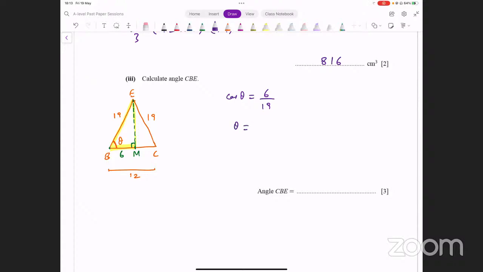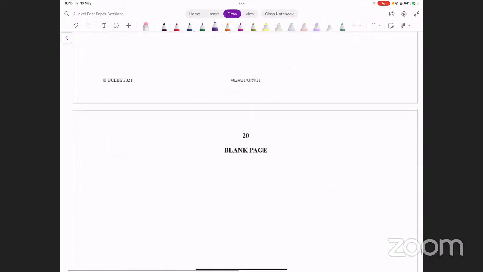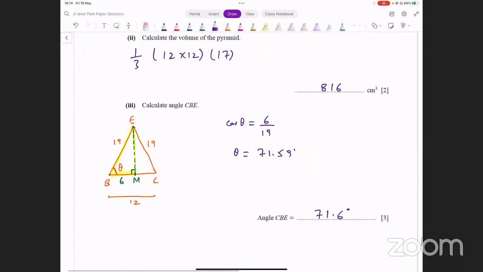Just find cos inverse of that and see what that gives you. Cos inverse of 6 over 19. That is giving me 71.59. So you can say that's 71.6 degrees, and that's your final answer. All right. And that's it. That completes our paper. I hope that was helpful.